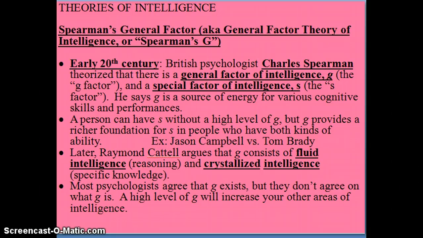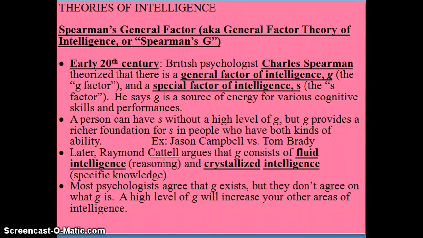Okay, the example I have here is Jason Campbell versus Tom Brady. Jason Campbell was criticized very highly for being maybe not the sharpest crayon in the box when it came to reading defenses and when it came to adapting to what was going on in any given play on the football field. But he did have the special intelligence, the skill to be able to be a good quarterback.